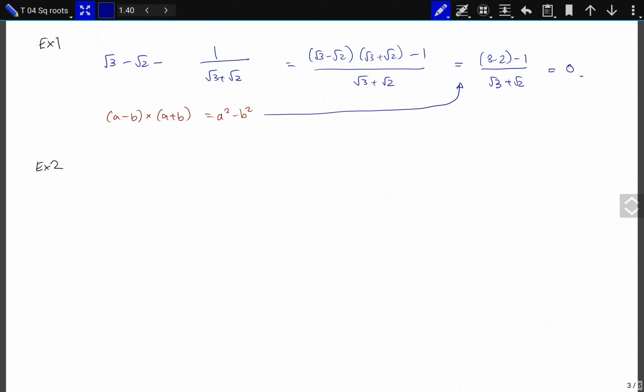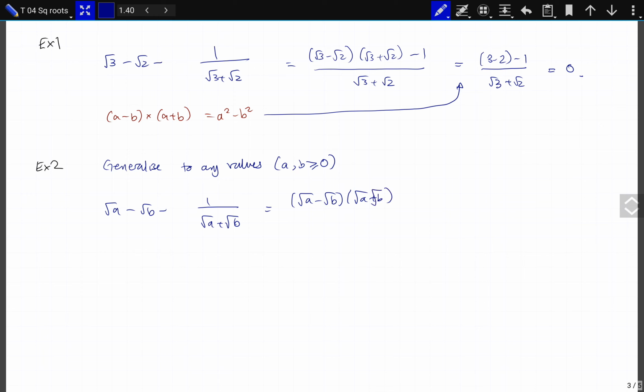You can generalize to any values. Again, we always assume that a and b are non-negative. Root a minus root b minus 1 over root a plus root b is equal to root a minus root b, root a plus root b, minus 1 over the denominator, and that's a minus b minus 1 over root a plus root b.